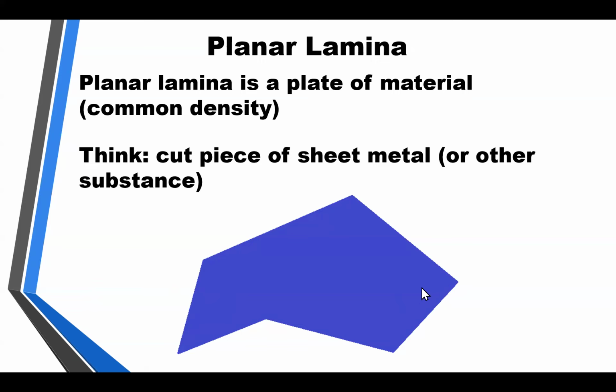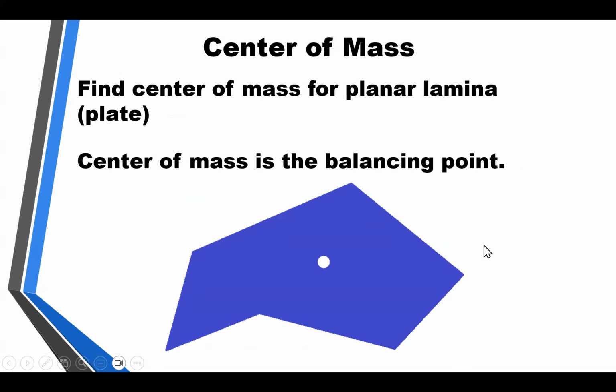When I'm thinking about planar laminas, I often think about a piece of sheet metal or a flat piece of some other substance. So it doesn't always have to be metal. You could do a flat piece of wood of a weird shape, but it's just this flat piece of an object that's cut maybe in a weird shape, maybe not in a weird shape, but in a shape.